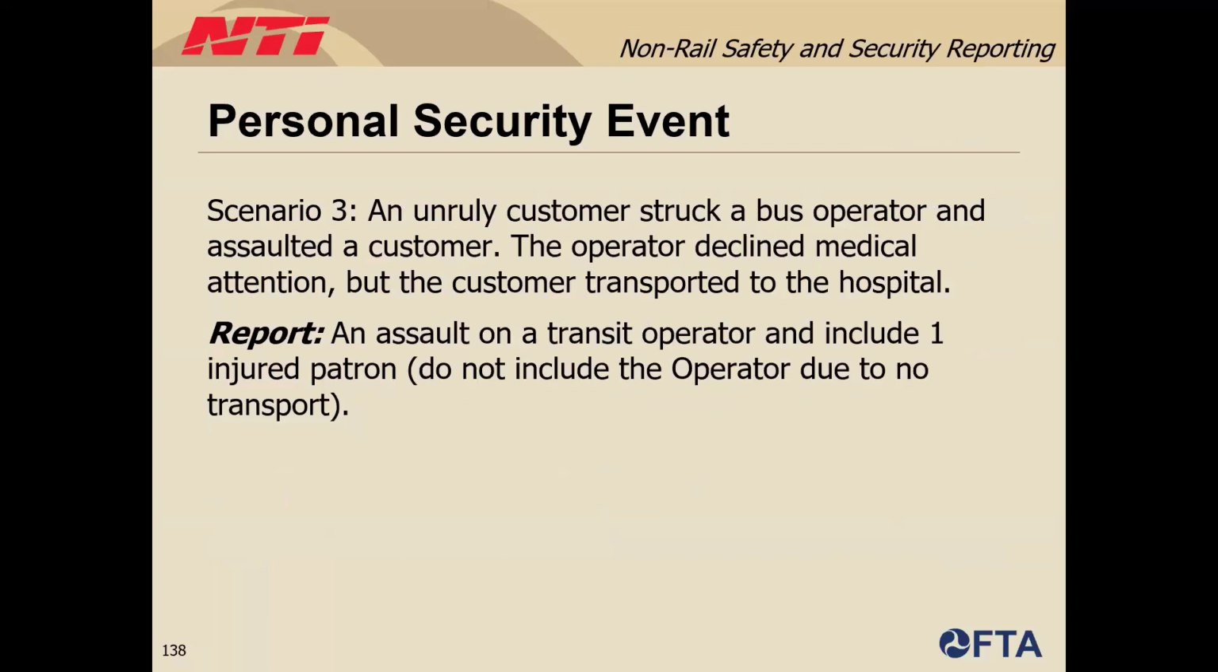In the third scenario, we have an event where a transit worker and a patron were both assaulted. However, only the patron was transported. So far in this presentation, we have learned that if the operator is not transported, the event is reported as a non-major event. However, the assault on the patron is also a reportable event. This one event cannot be split up as two separate events. Therefore, one major report is created as an assault on a transit worker, and the injury included represents just the patron who was transported.